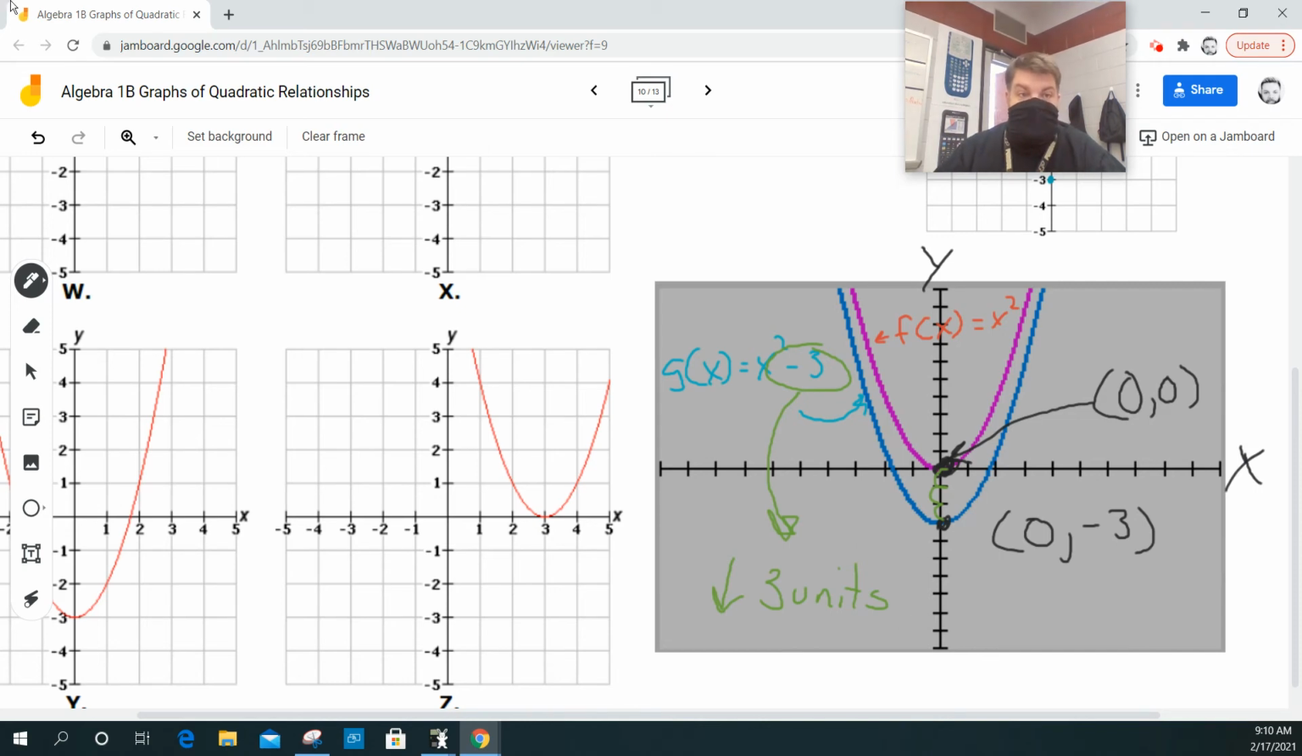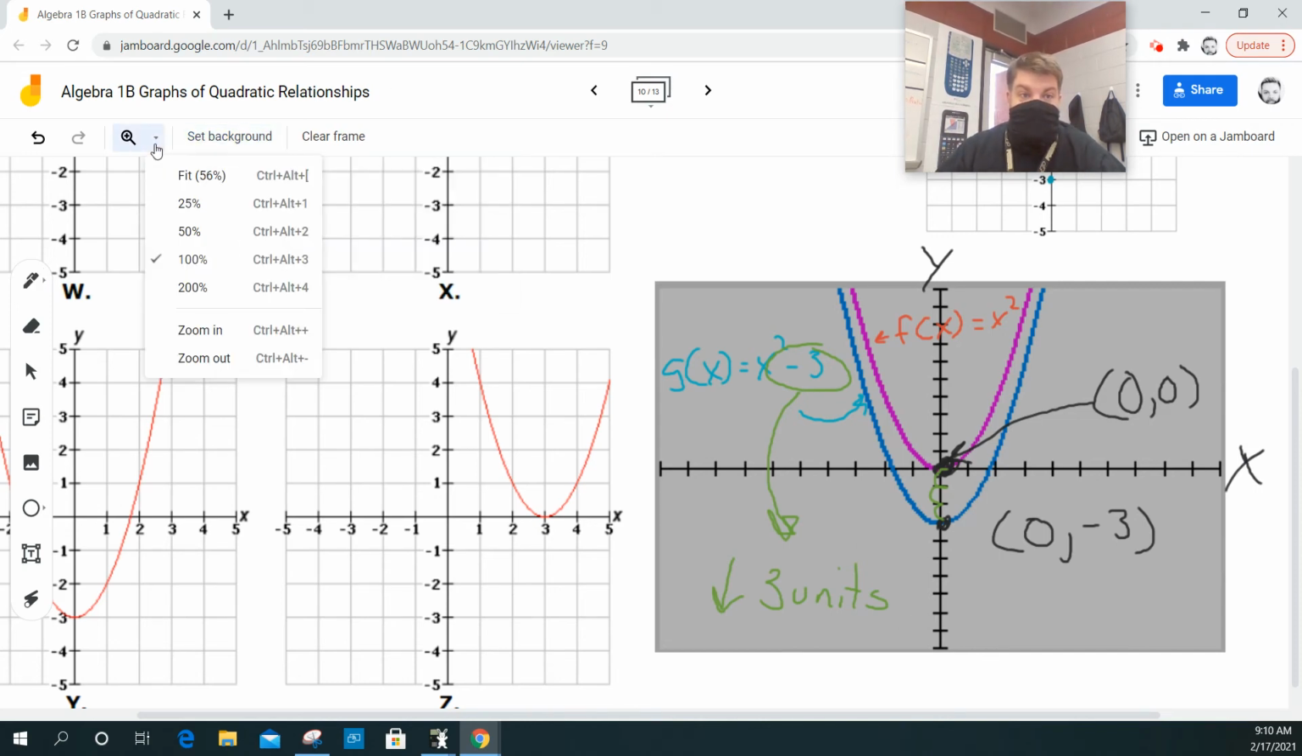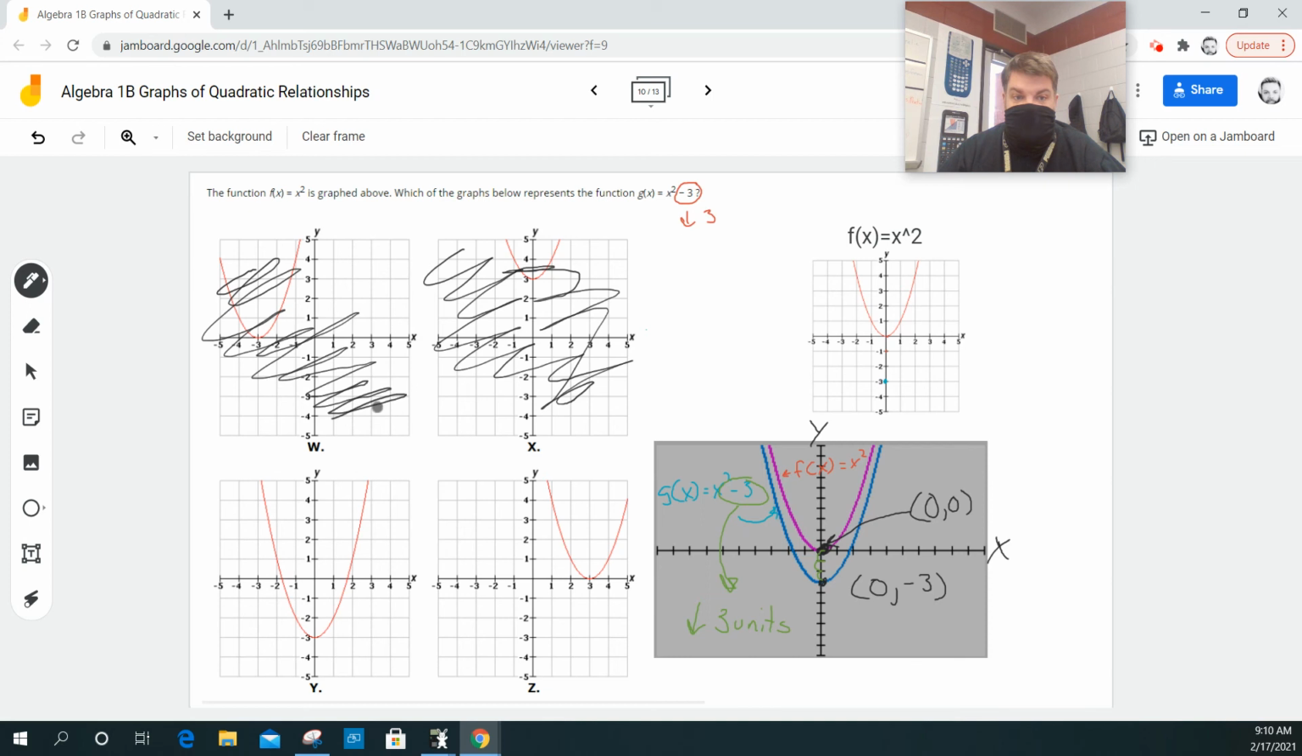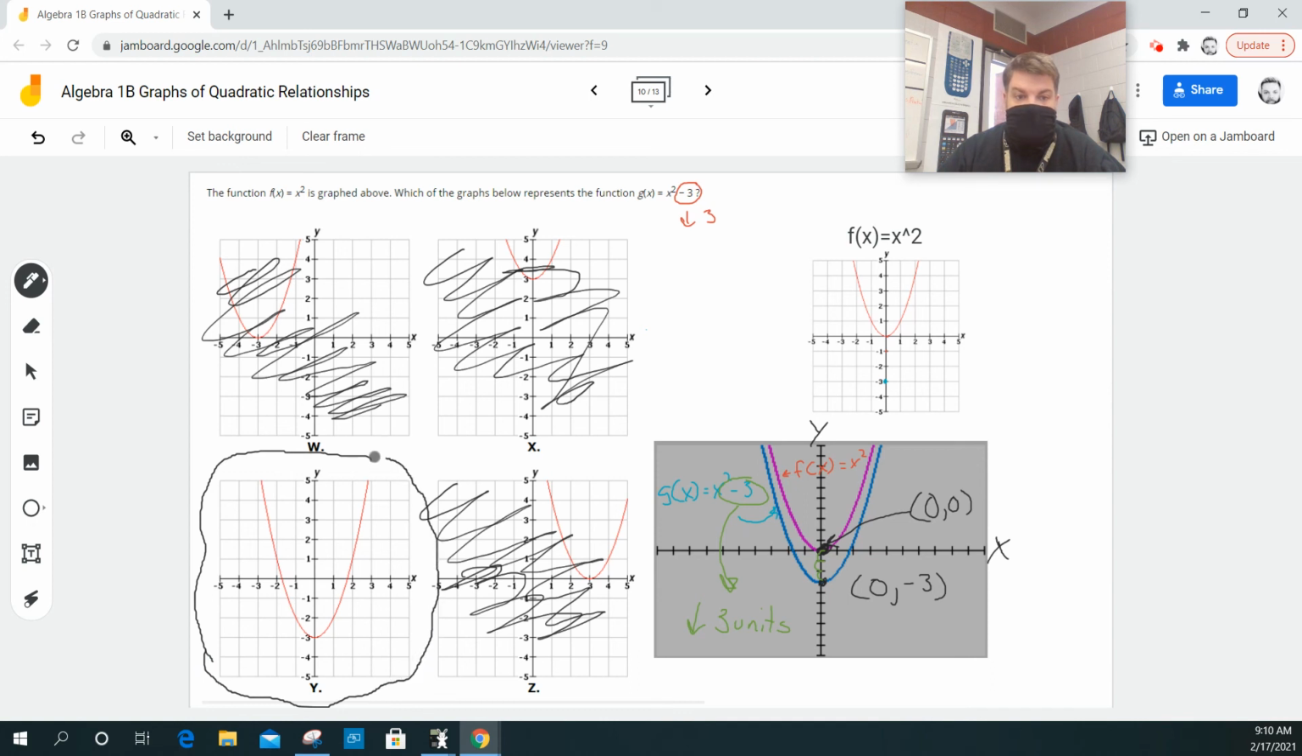So now we gotta zoom out a little bit and try to figure out which one matches that. Well, it's not this one because it shifted up 3 units. It's not this one because it shifted to the left 3 units. It's not this one because it shifted to the right 3 units. It's this one. Now, when you go to do this online, will it be this option every time? No, because it scrambles the answers. It's going to be the graph that looks like this.